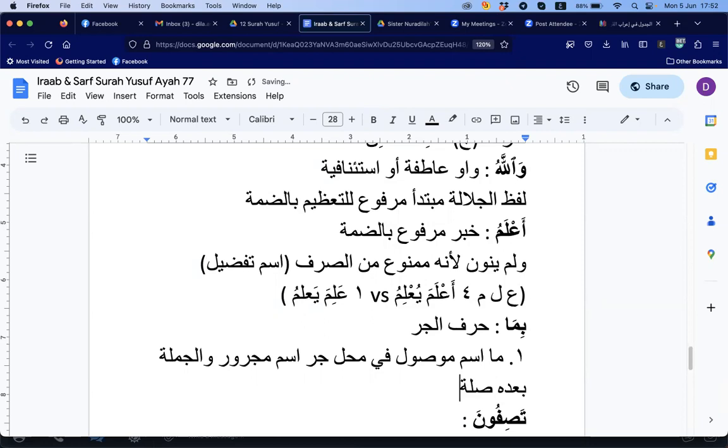Ba'da is the silatul mausul. What's the status of silatul mausul? Does it have a status? No, it doesn't. Okay, so la mahala laha minal i'rab. Because the whole thing is basically going to be treated as one thing, right? It's the ism majrur, basically.